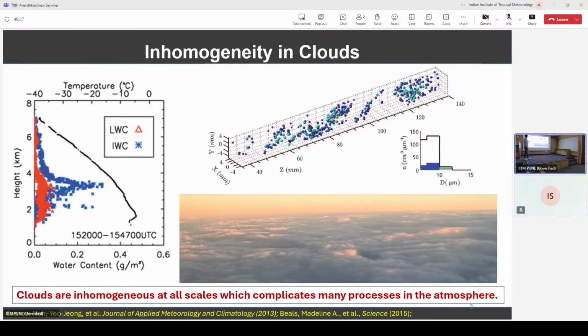Vertical profiling shows that the liquid water content and the ice water content are heterogeneous in the vertical. And this is from holographic measurements that have significantly high resolution. You can see that this is scaled in mm. And they can track the droplet positions very nicely and categorize the distribution also. They are highly inhomogeneous at this scale. So their inhomogeneity scales at all levels. It leads to a lot of complication in many atmospheric processes. And you can see that this is the image I have taken from flights. Mostly you can see the inhomogeneity in small different patterns.